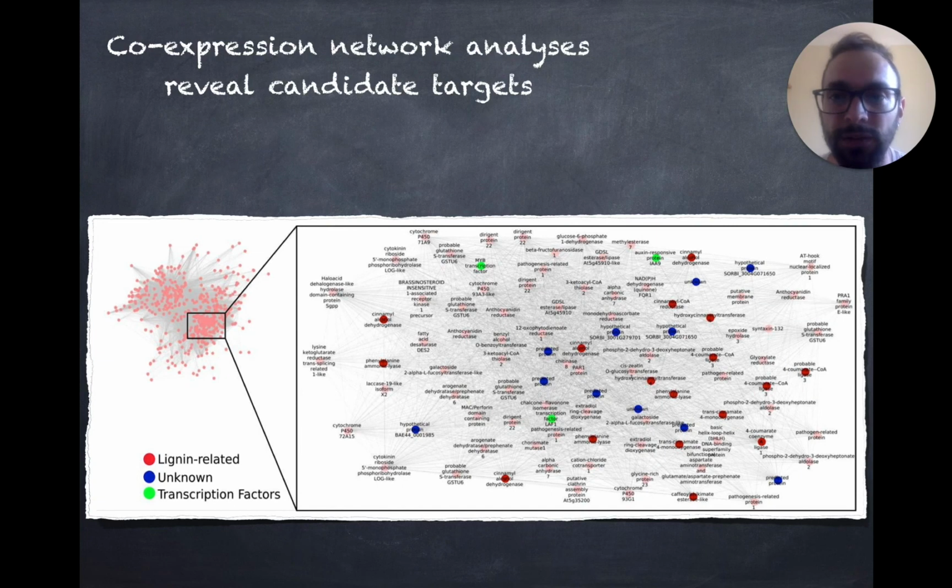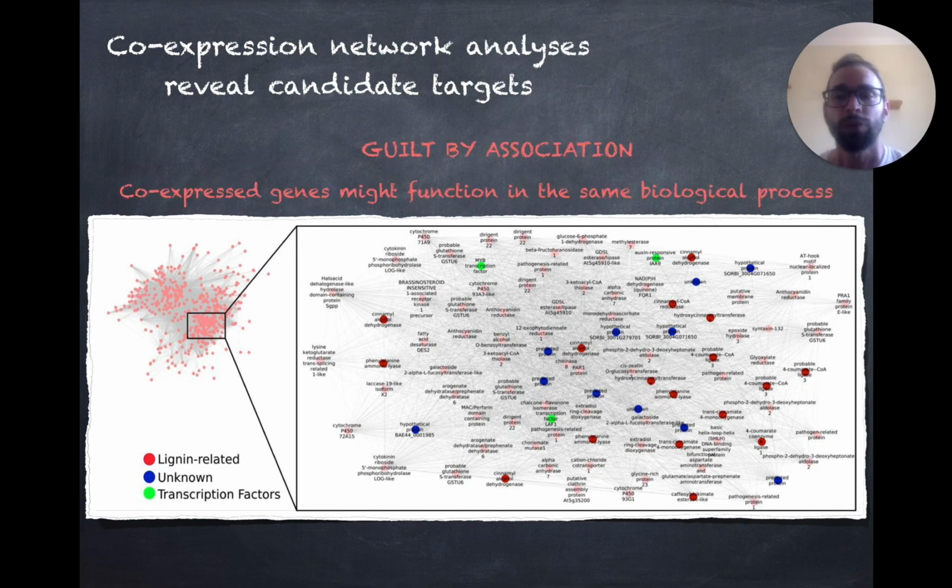Then we generated co-expression networks from these transcriptomic data, because we want to identify genes that are co-expressed with lignin-related genes but are not themselves known to be lignin related, yet might also be working in lignin metabolism. So we use a principle called guilt by association, which states that genes of unknown function co-expressed with genes with a function in lignin biosynthesis might function in the same biological process. By identifying genes of unknown function in the networks that are highly co-expressed with lignin-related genes, we are able to identify candidate genes that might also play a role in lignin metabolism in these plants.